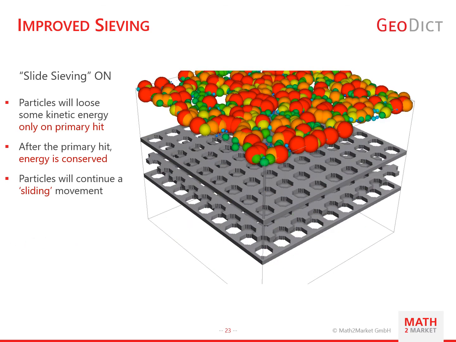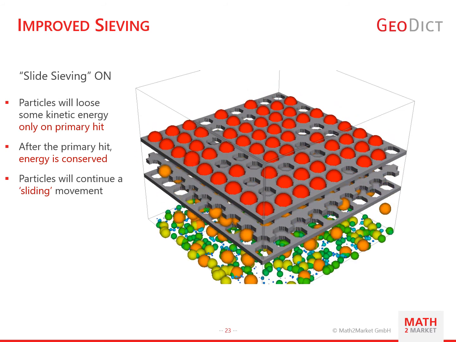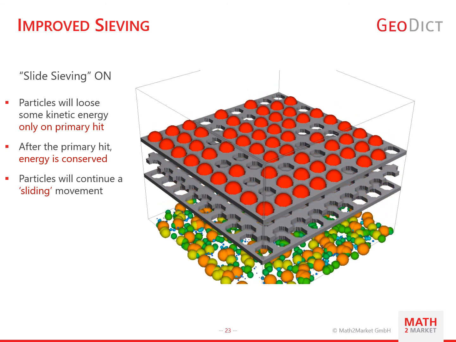So when the slide sieving is on, it means the particles will lose some kinetic energy only on the primary hit or on the primary contact with the surface. And after the primary hit, the energy is conserved or it remains constant. The particle will continue a sliding movement. This is the filtration animation when the slide sieving is on.